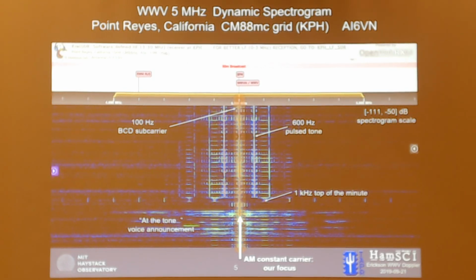After they have the voice modulation, there's a 1 kilohertz tone. You can see the harmonics here at the top of the minute. And then in this case, they went to the 600 hertz pulse tone for every second. So there's the announcement. And if your eyes are really good, you can see the 100 hertz BCD subcarrier in here. But the constant carrier, which uses like 50% of the power just to keep the carrier, because that's AM for you, is going to be our focus. By the way, this is about 60 dB on the spectrogram scale. Kiwi SDRs are wonderful.